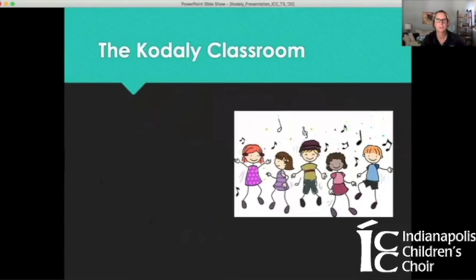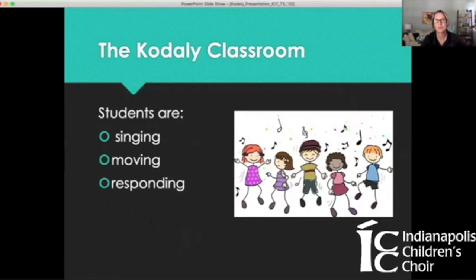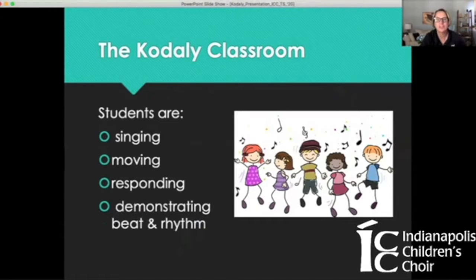In a Kodály classroom, students are making music. They're singing, they're moving, they're responding, they're demonstrating musical concepts like beat and rhythm. And when they're comfortable and confident in their music making, then we move into the realm of reading music, and we introduce visuals.